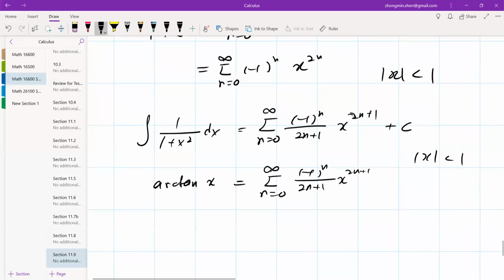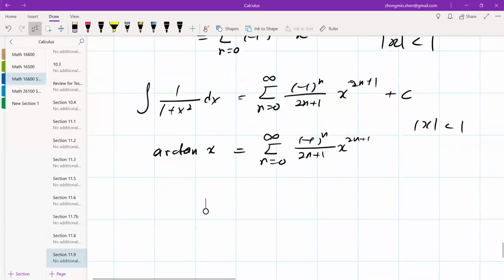So you cannot use integrals or derivatives to find the power series representation for more general functions. Not all of them. Okay. So let's go back to problem number 8.